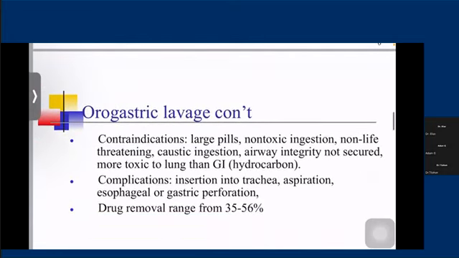Orogastric lavage also has certain contraindications. If it is large pills, it's very difficult to remove them, so it's better to avoid. And if we are sure that it is a non-toxic ingestion, inserting an NG tube and doing lavage can cause more harm than benefit, so it's better to avoid. The same applies to life-threatening cases. If it is a caustic ingestion, it is also better to avoid because when we do lavage, we can cause a second injury. So caustic ingestion is one of the contraindications for lavage.